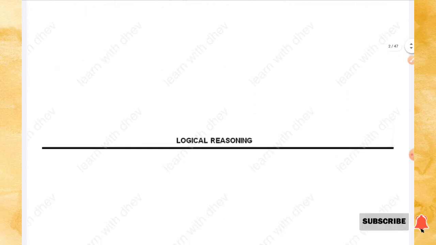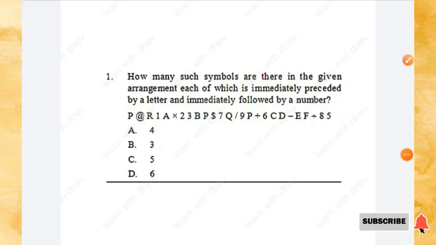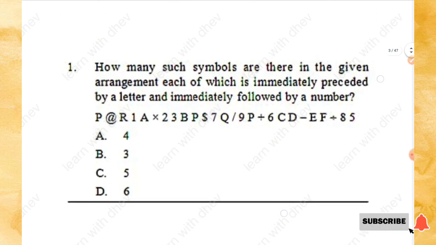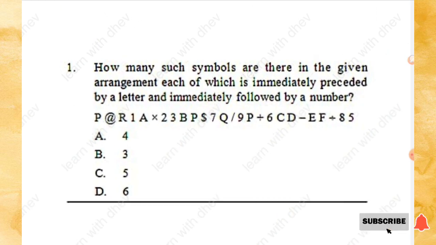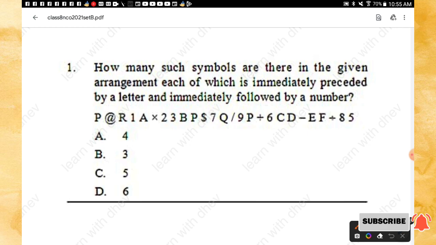The first section is logical reasoning. Question number 1. How many such symbols are there in the given arrangement, each of which is immediately preceded by a letter and immediately followed by a number? So let's mark the symbols first. So these are the symbols, right?